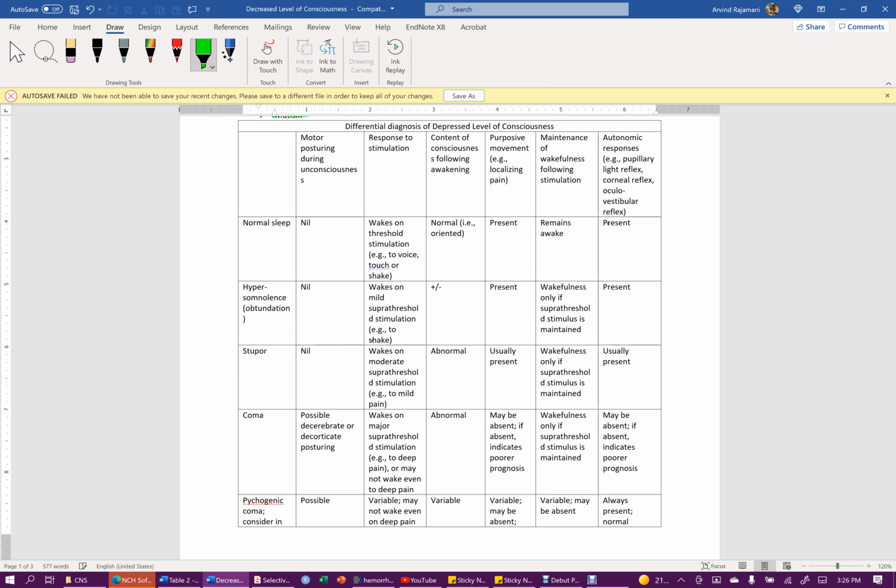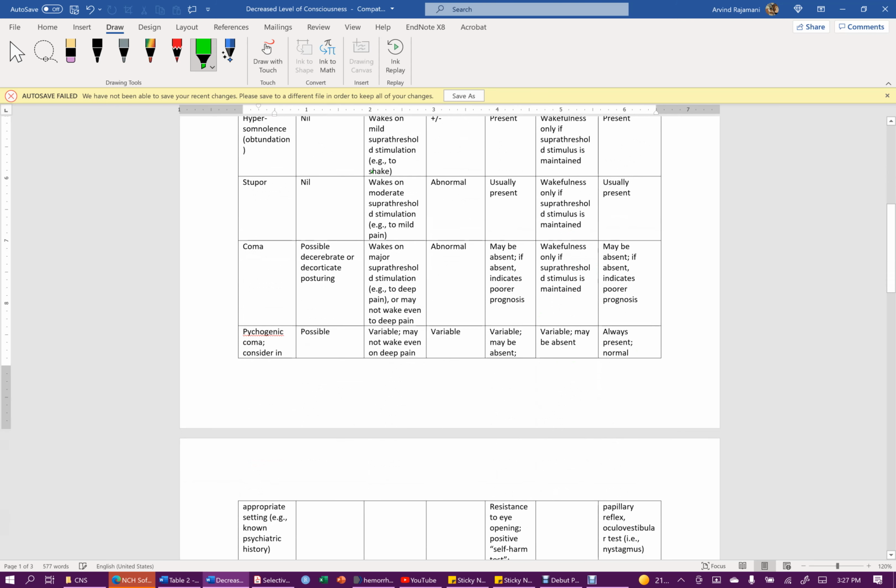The content of the consciousness once you wake up, as we said, in normal sleep it's normal, but in hypersomnolence and in stupor it could be abnormal. Then purposeful movements are present in these two, and usually you'll find that even in patients who are stuporous, you will have preserved purposeful movement. But then the big difference between sleep and these two is that as the level of unconsciousness increases, so you go from normal sleep to hypersomnolence to stupor, you need to maintain that stimulation. So you have to keep touching them to wake them up. And these things are usually not affected unless you go to a stage of coma.